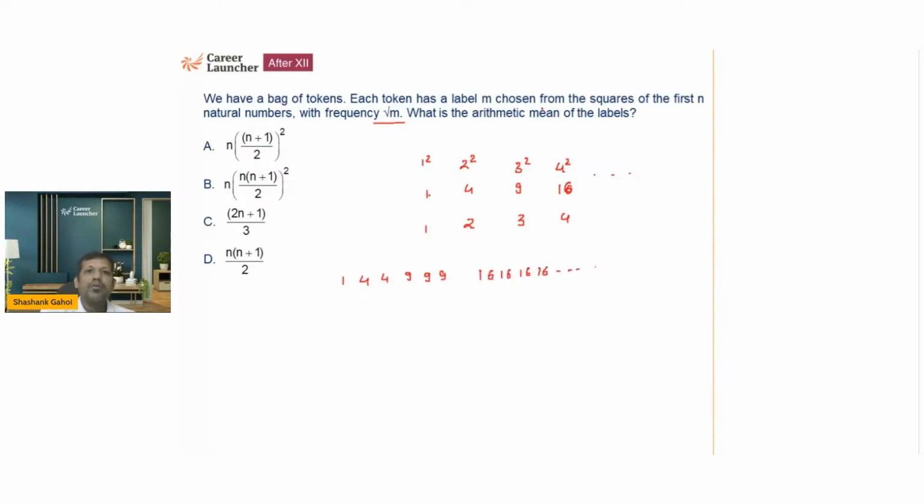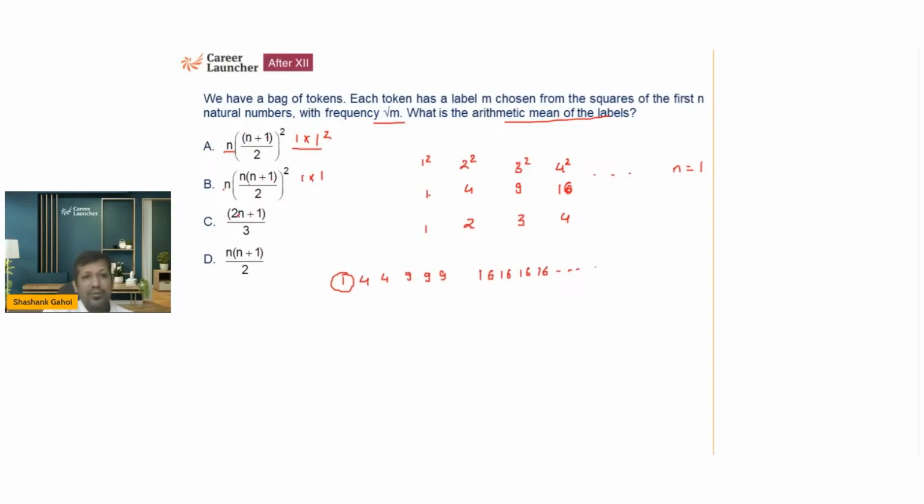Now the question is asking, what is the arithmetic mean of the labels? If I take n equal to 1 only, then I have only one number and my average is also going to be 1. So I'm going to put n equal to 1. 1 into 1 plus 1, that is 2. 2 by 2 whole square is 1 square, that is 1. I'm getting 1. Again I'm going to get 1.